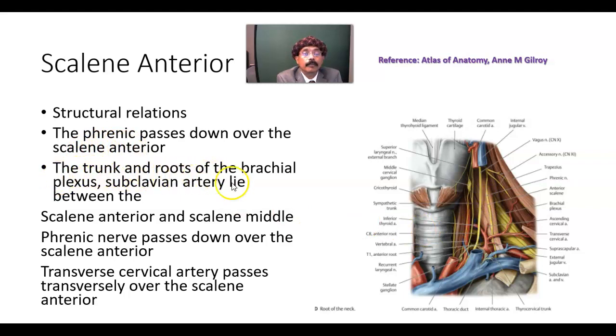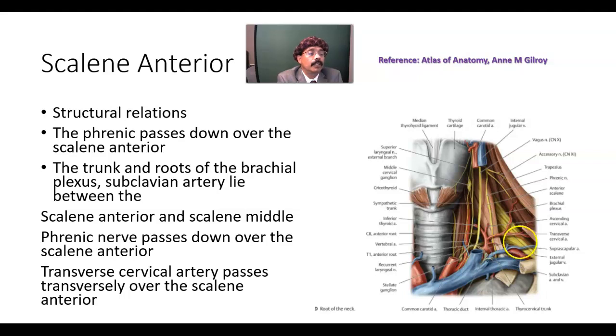The trunks and roots of the brachial plexus and the subclavian artery lie between the scalene anterior and scalene medius. This is the subclavian artery, this is the scalene anterior, and this is the scalene medius. In between them we get the upper part of the brachial plexus, roots and trunks, and underneath, between the scalene medius and scalene anterior, we have the subclavian artery.